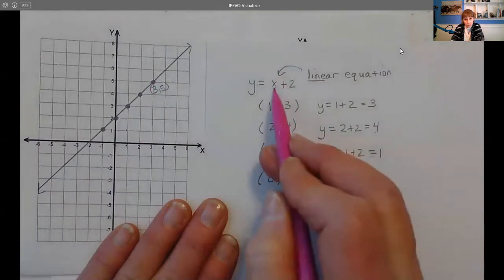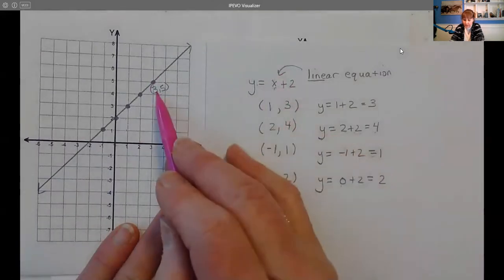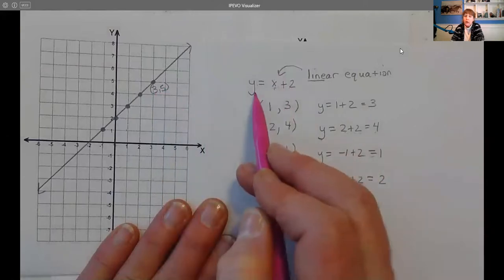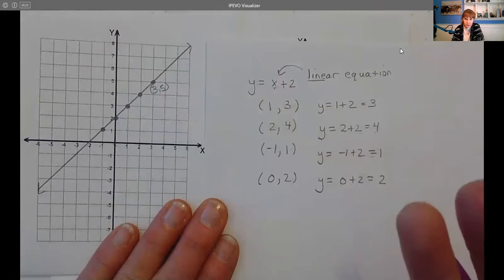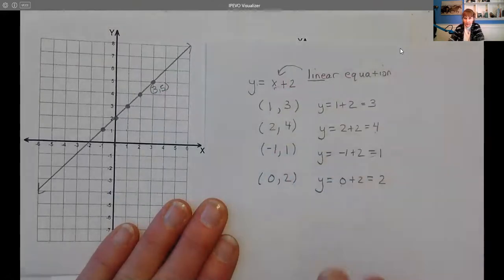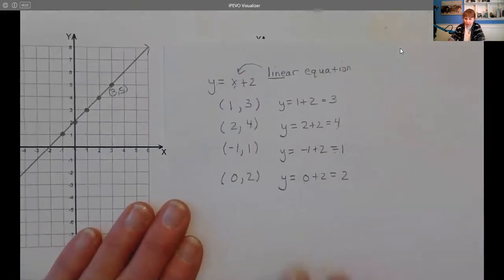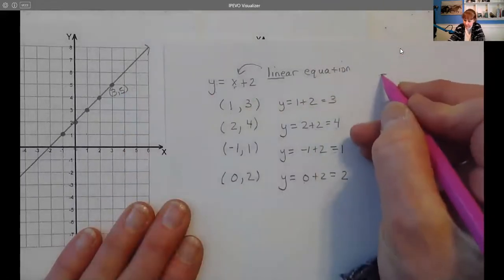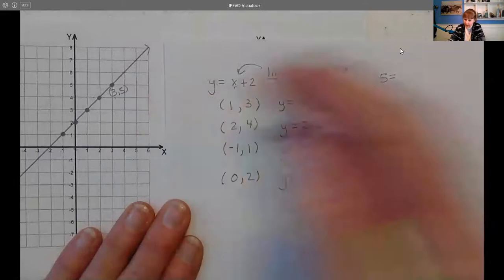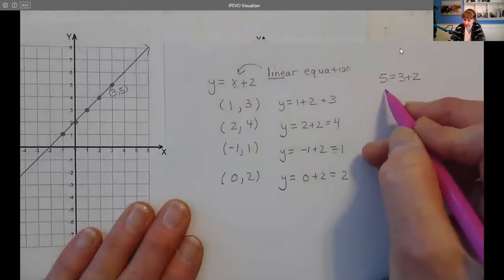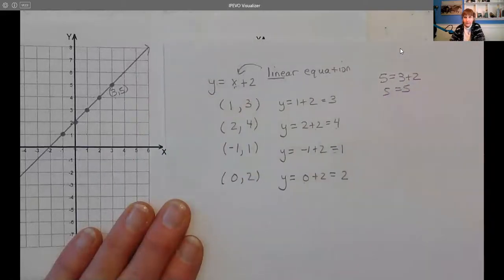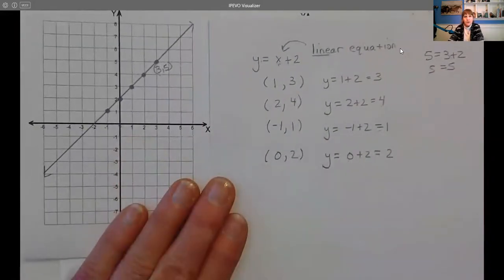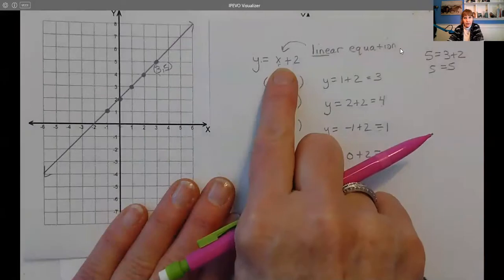So if I put 3 in for X, the X comes first, 3, and I put 5 in for Y, it will work in that equation. It's a solution. So here, let me move it over a little bit and go through that process. 5 for the Y, 3 for the X. So 5 equals 5, all right? So again, the graph is a picture of the solutions for an equation.